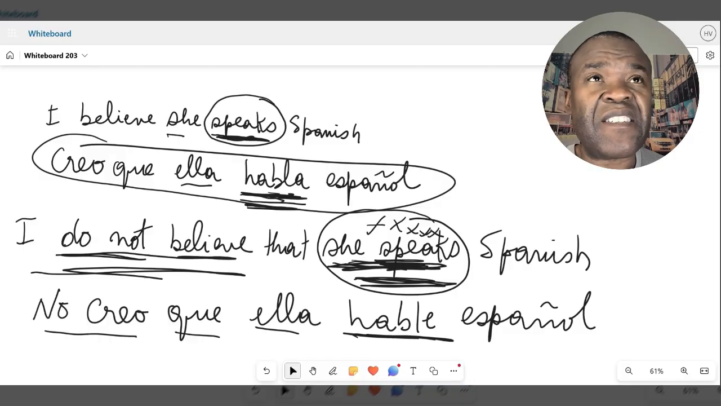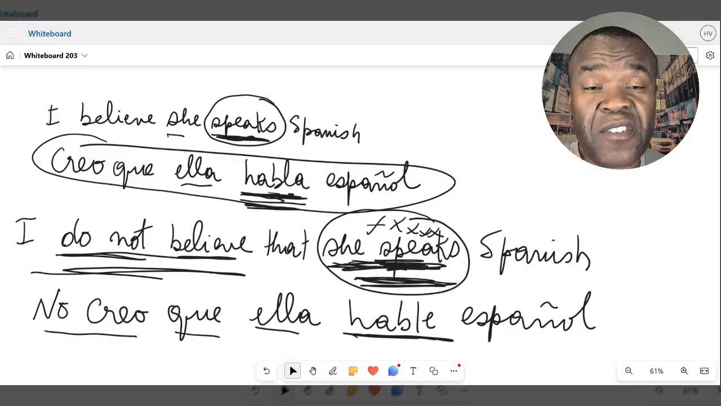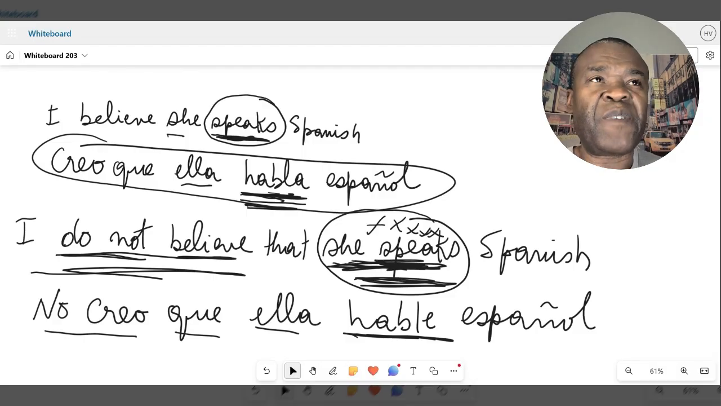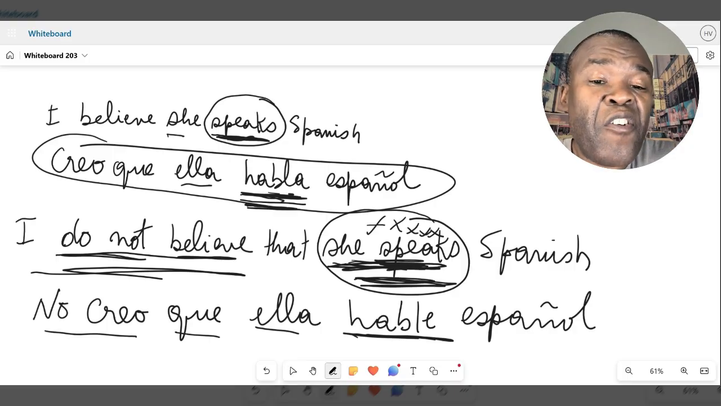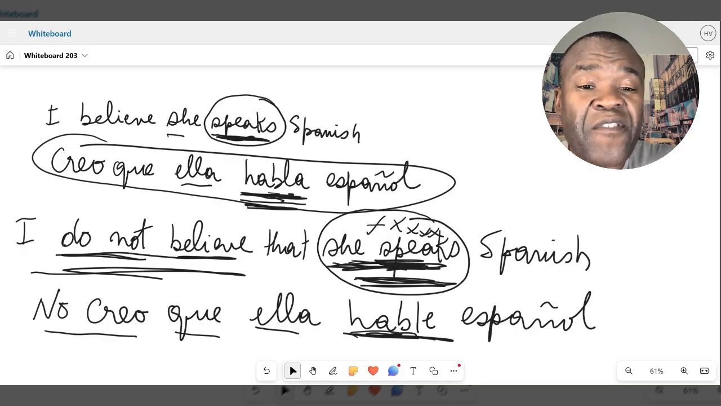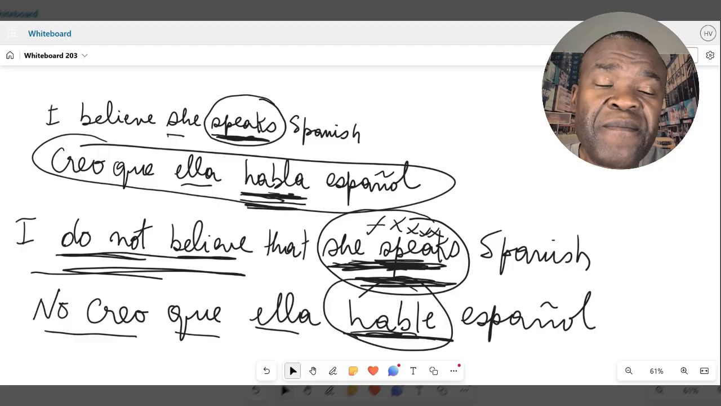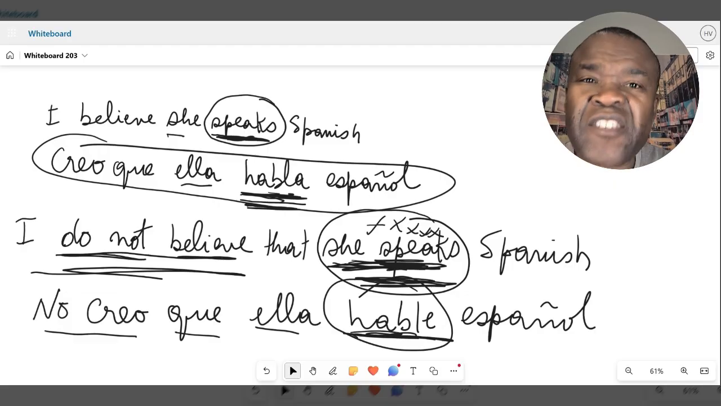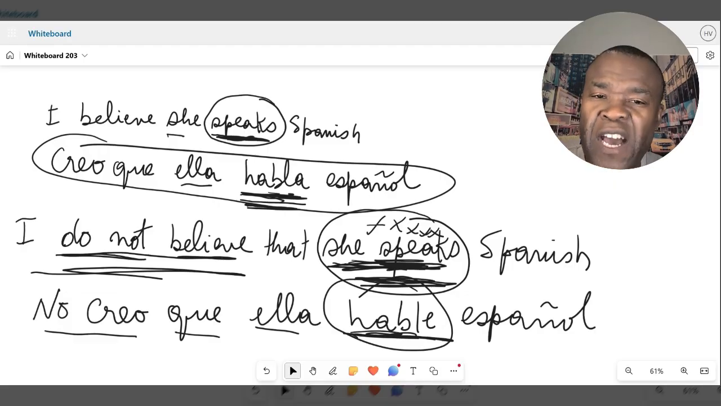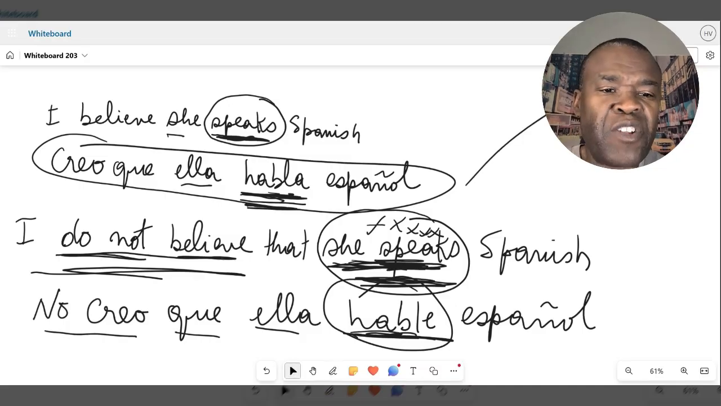But in the second sentence, the speaker refuses to assert that she speaks Spanish. The speaker refuses to present the proposition of her speaking Spanish as certain. Then the speaker says, you know what? It's got to go. This conjugated verb, which is the heart of the proposition, has to go to the subjunctive. That's what I mean by when you assert something and when you don't assert it.